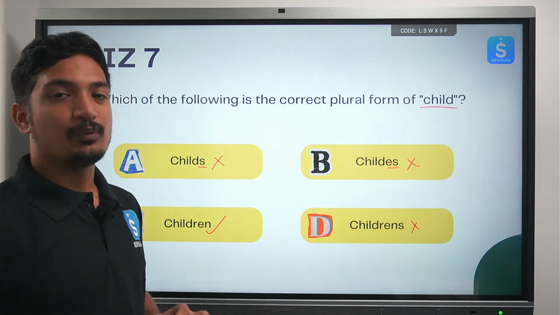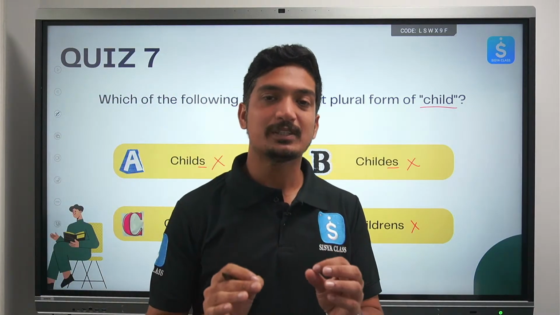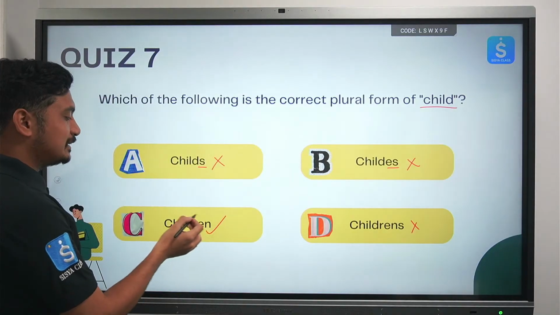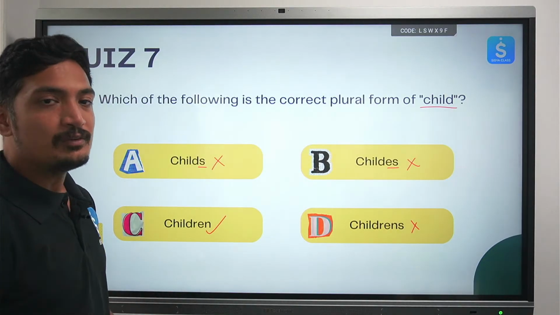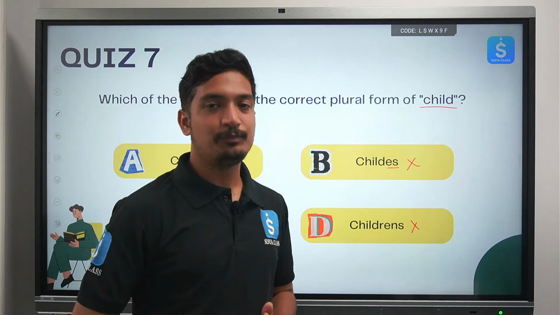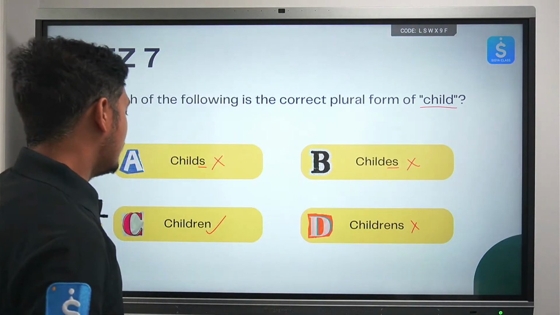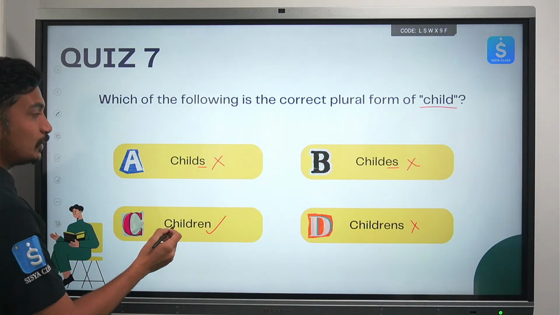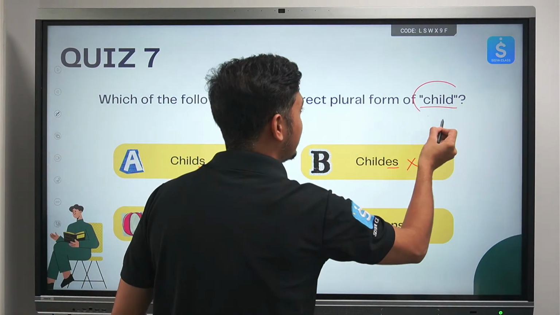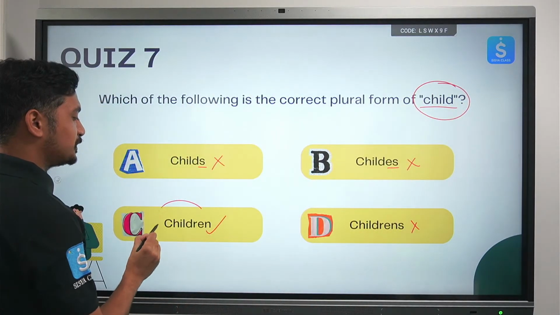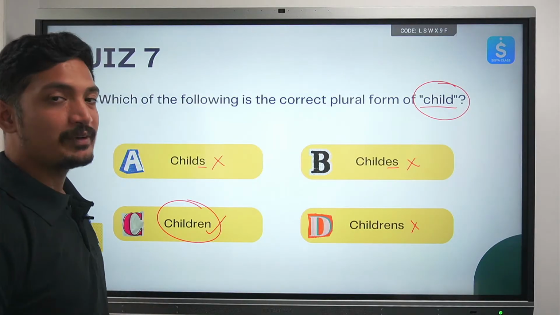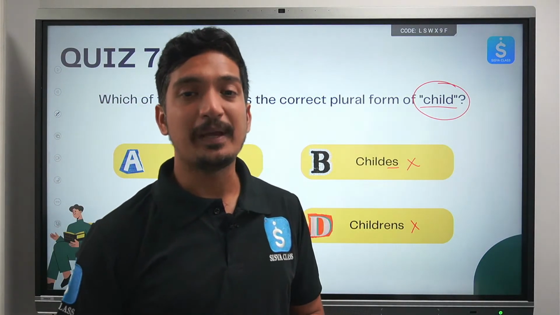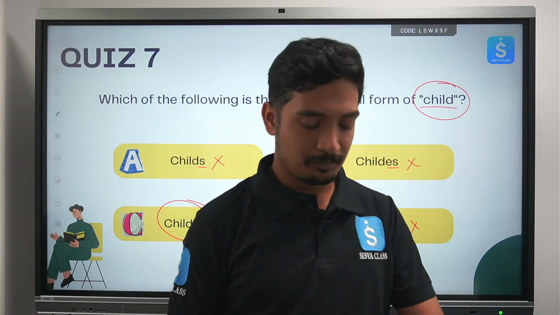Now let me ask you one question and I want all of you to drop this answer in the chat section. Tell me, is children a regular or irregular form of plural noun? Well, the answer will be that it is irregular. Why? Because here the word is completely changed. So child becomes children, the word is modified completely. We are not just adding some suffixes, and therefore this will become an irregular plural noun.